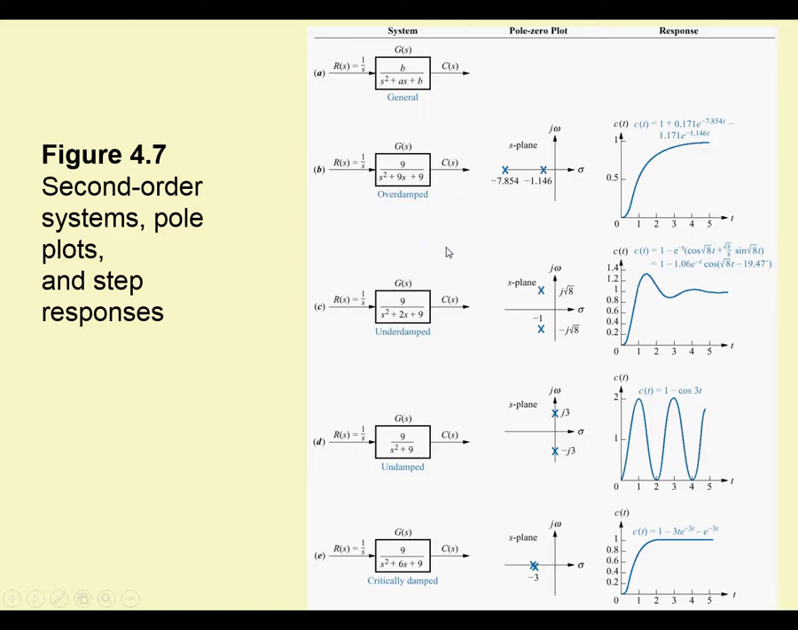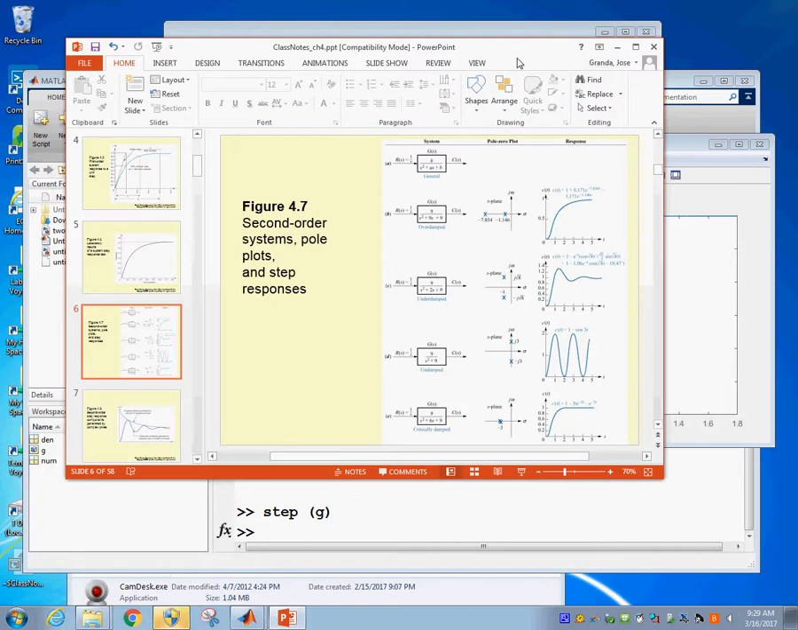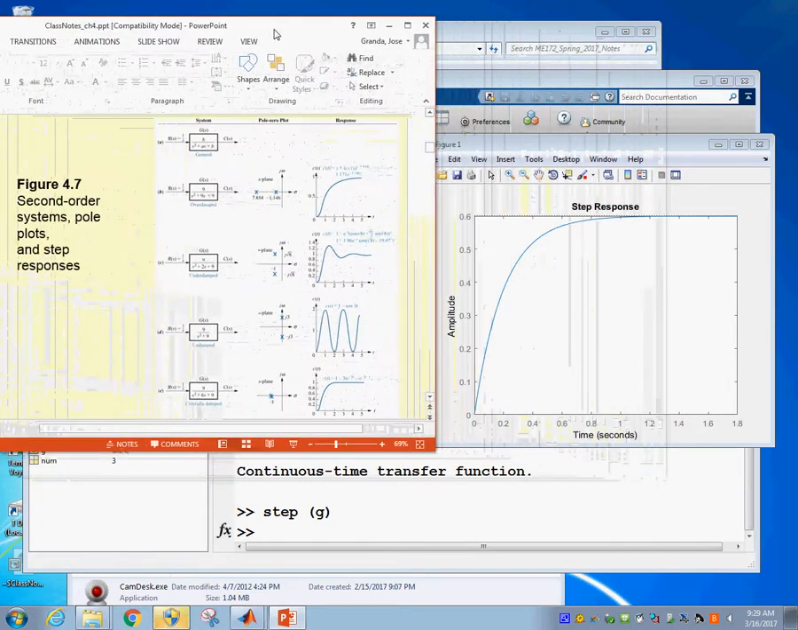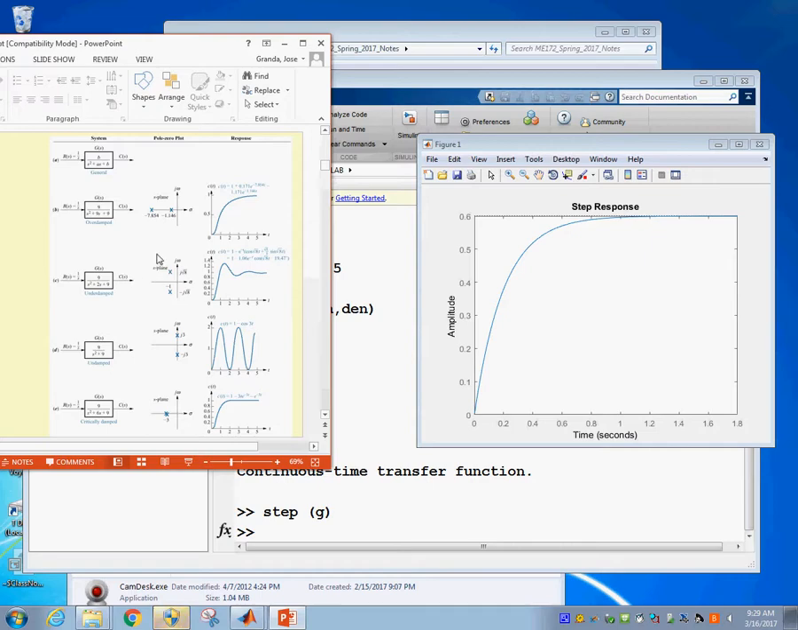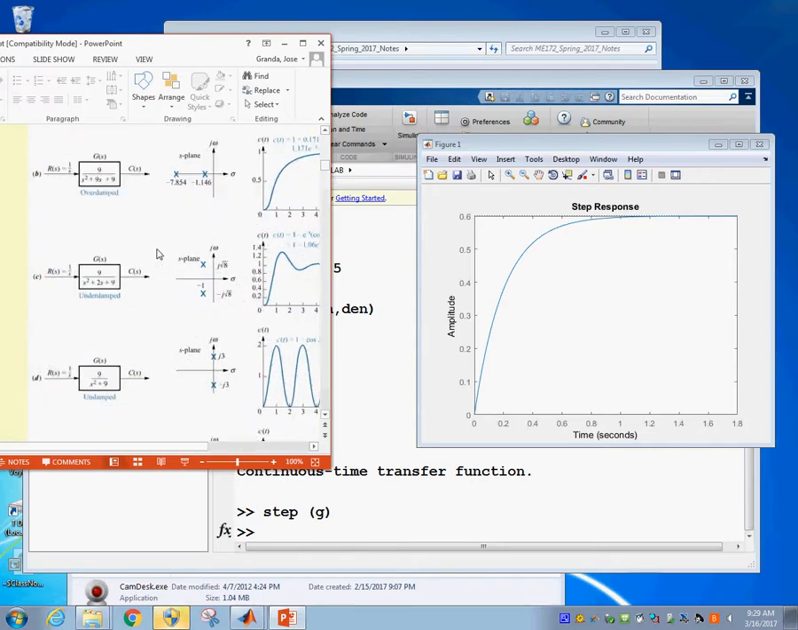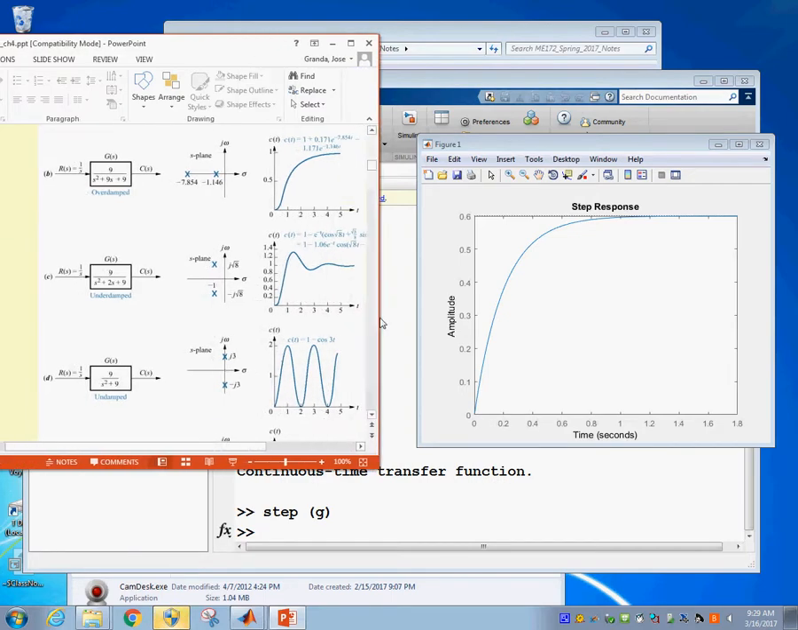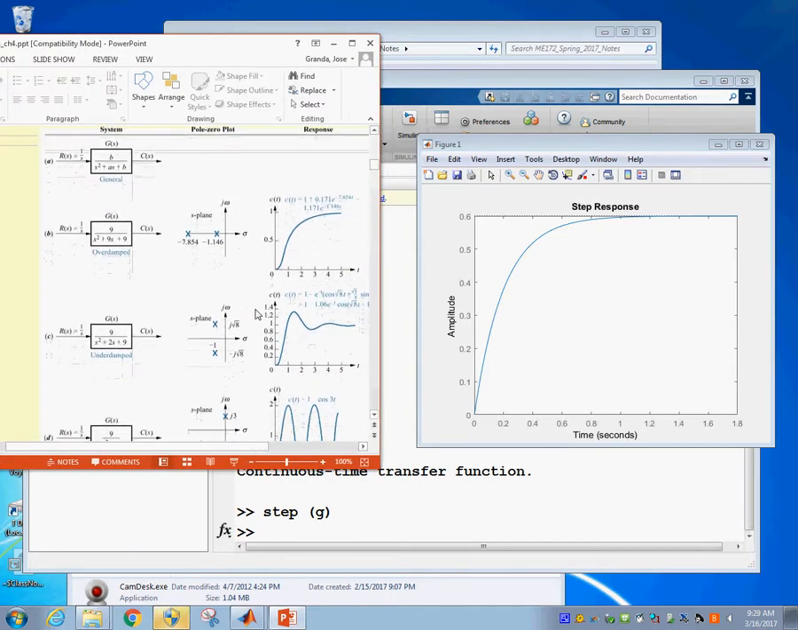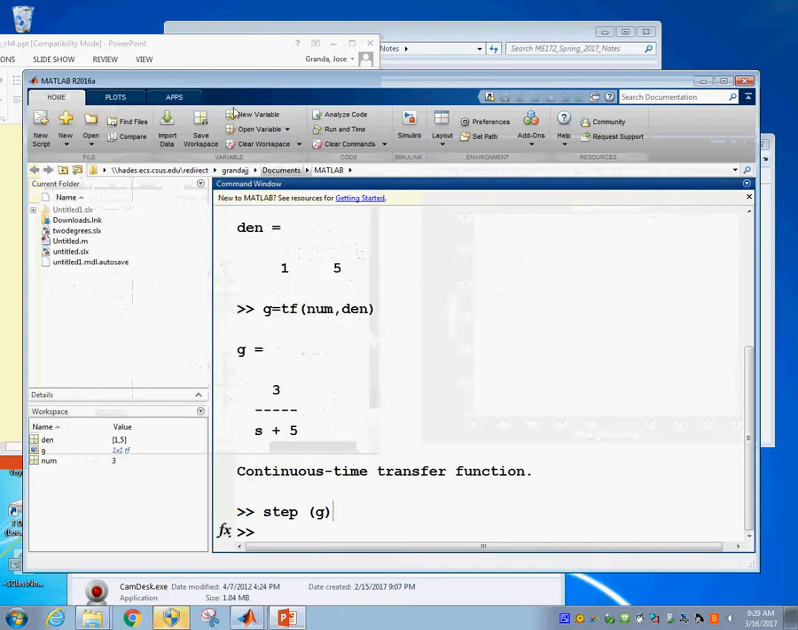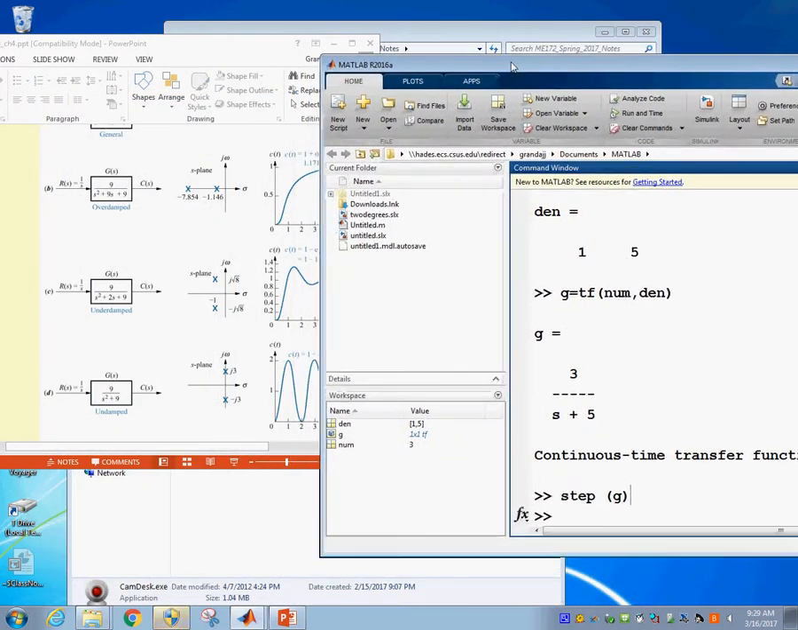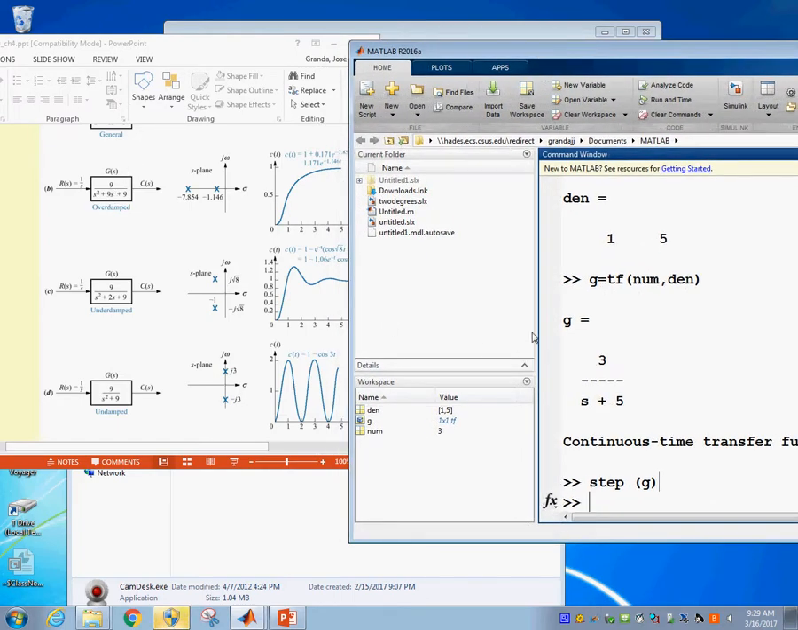I'm also going to show you another way to input transfer functions into MATLAB. Let's keep this over here, and I may have to go a little bigger so that we can actually see it. All right, there we go. So we are going to enter this transfer function over here. I'm going to show you something really neat.